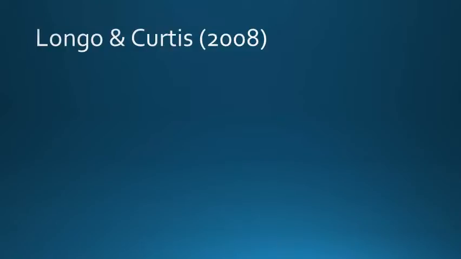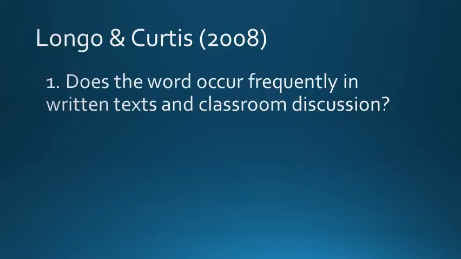There's two frameworks that can help us choose the right content. The first one was outlined by Longo and Curtis. These authors recommended that we use two criteria for choosing target words. The first criteria is that we should be able to answer this question: does the word occur frequently in written texts and classroom discussions? So, when we're teaching words, we want to think about what words are common in the child's environment. Some words may be difficult for students, but they aren't as much of a priority for us to teach because kids only encounter them every so often, such as within specific content units or situations.